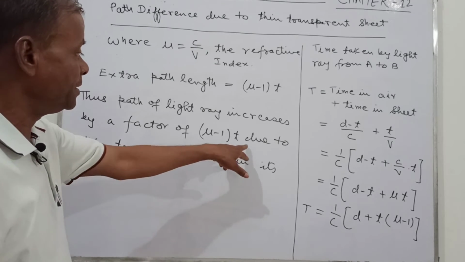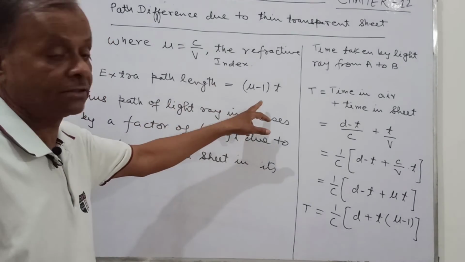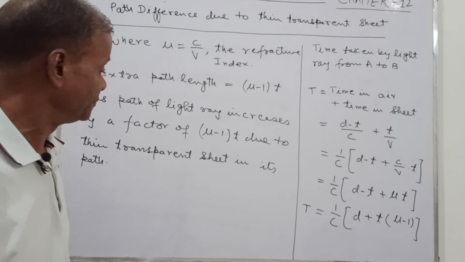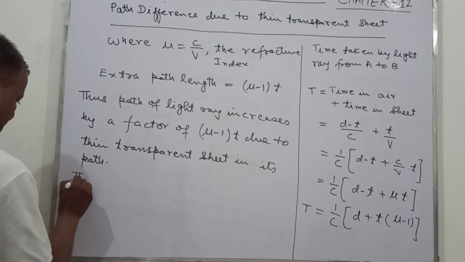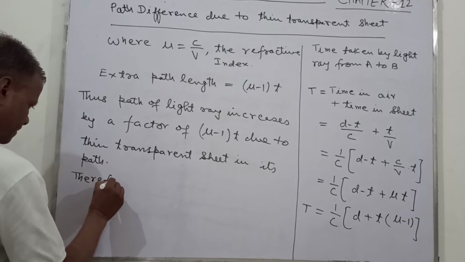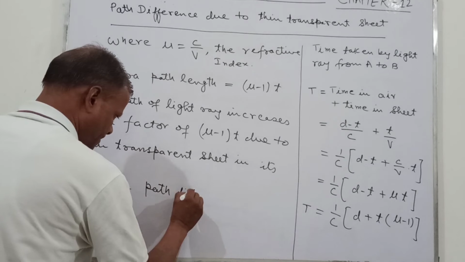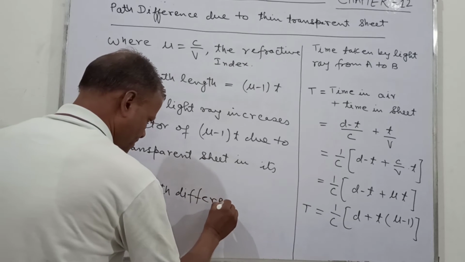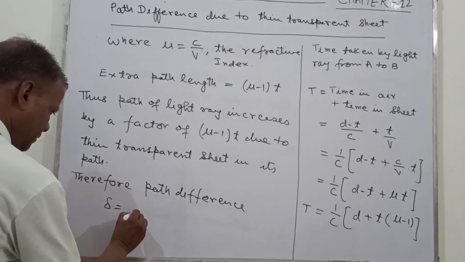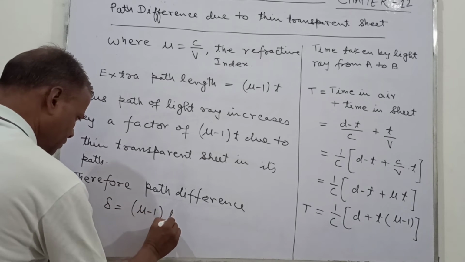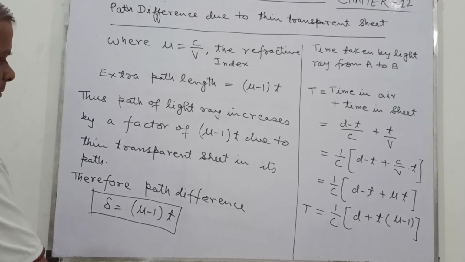तो इतने फैक्टर से ये पाथ लेंथ इसकी बढ़ जाती है। तो ये जो पाथ लेंथ जो है इसमें एक्स्ट्रा पाथ लेंथ है, this is called the path difference. Therefore the path difference, this delta equal to mu minus 1 into T. This is the path difference.